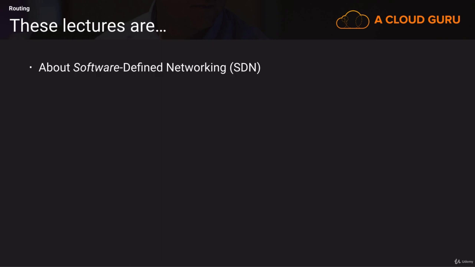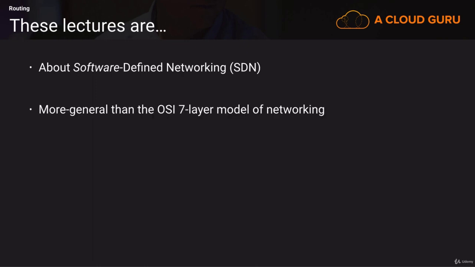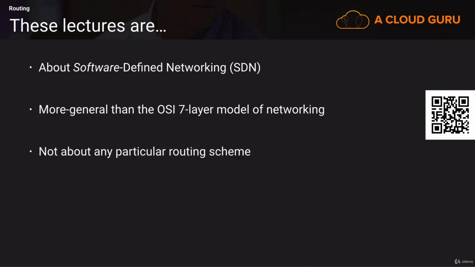Also, although OSI's 7-layer model of networking is very useful, our look will be more general than this. That said, if you aren't already familiar with the OSI model, you can check out the linked resource, because it is quite helpful to understand. Later on, I'll talk a little bit about the transport layer versus the application layer, meaning layer 4 versus layer 7. Now, if you look into routing, such as if you read the Wikipedia page on it, you'll see that there are a number of different routing schemes. And this series of lectures isn't about any one of them, but we will take a very quick look at unicast versus anycast, which are two of those routing schemes.